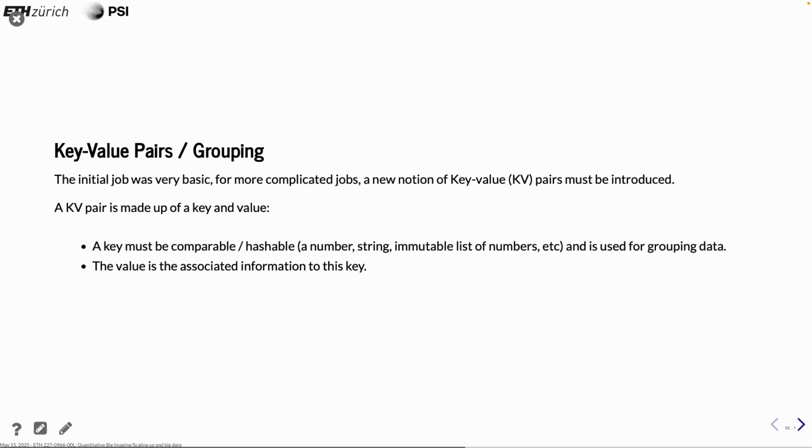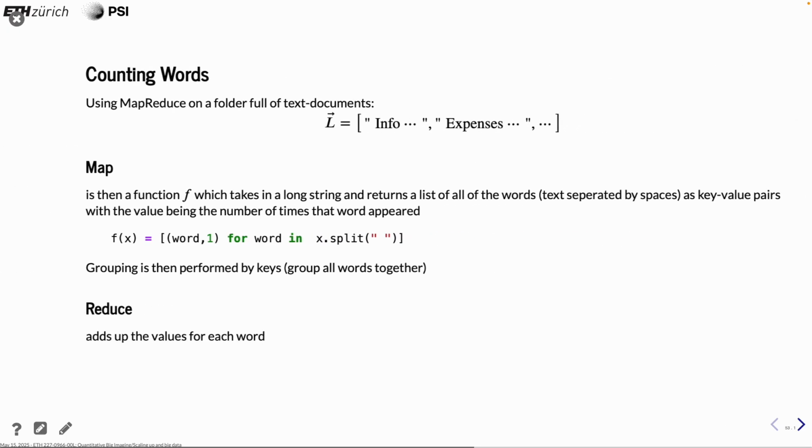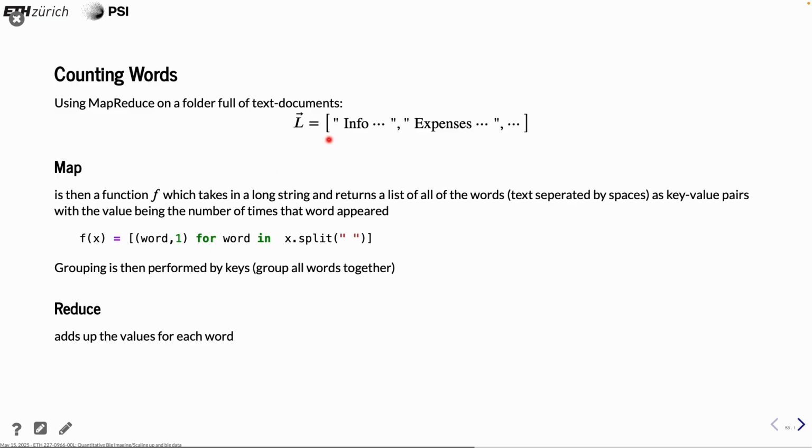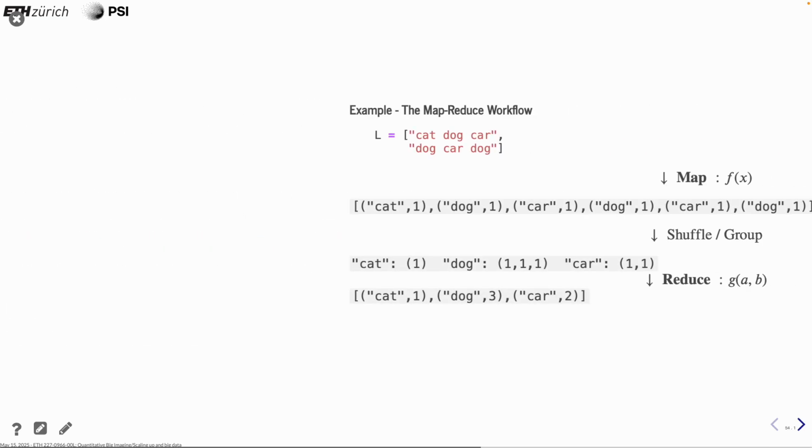So the first part is actually doing a key value pair grouping. And that can be best described with counting words, where we have a data vector of a text document, where you have some texts, and the mapping part is actually splitting up the string into words, and then each word is assigned a single one, and the reduce part adds all values for each word. So it finds all the words of, let's say here we have info. So every time info appears, it sums it up, and then every time expenses appears, it sums it up.